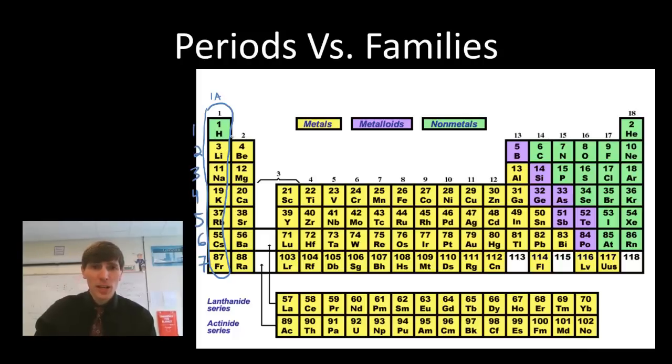What I really want to focus on today is the families or groups. Okay, families or groups. They're called families because they have some common properties, such as people who are in a family. So we're going to take a look at some common families today.